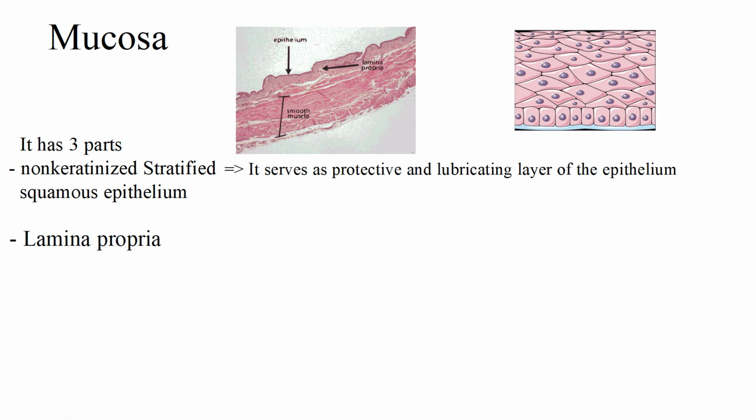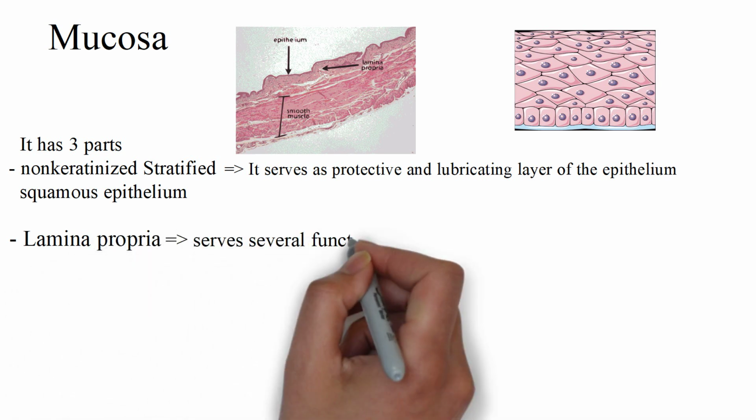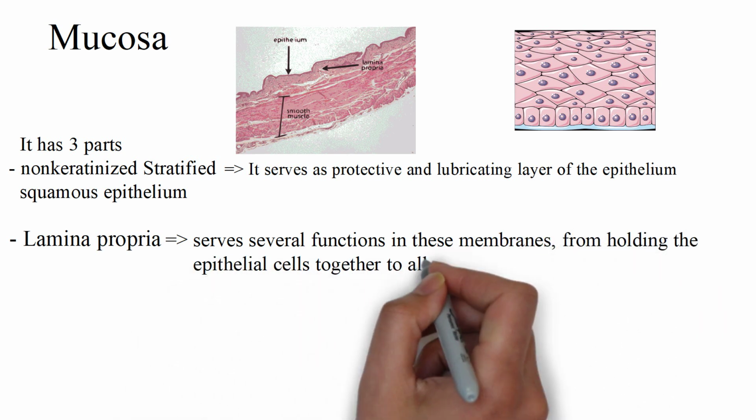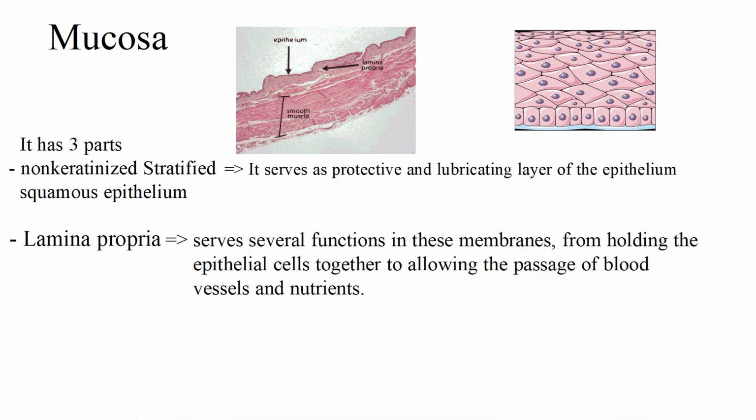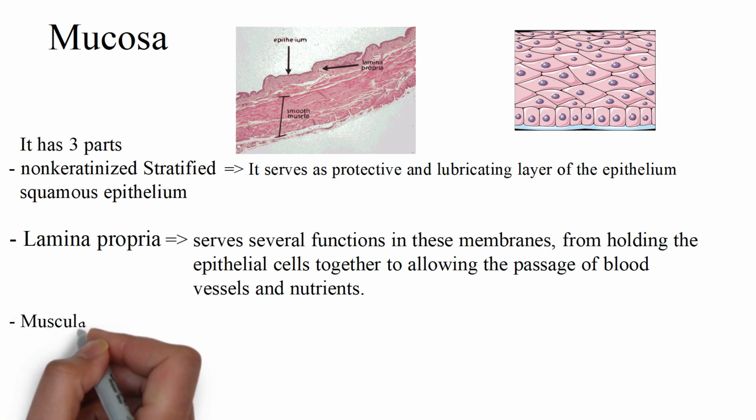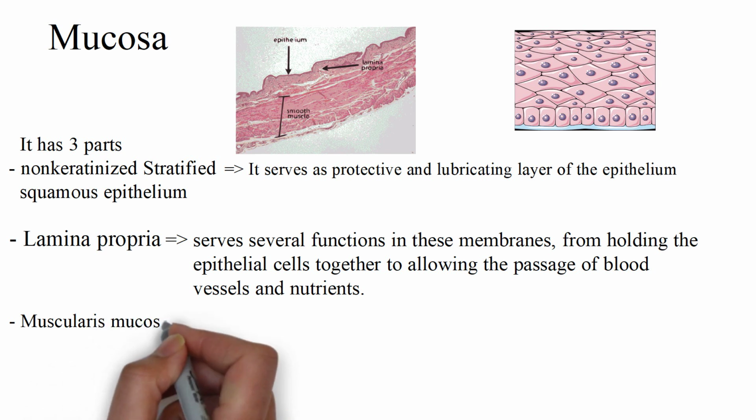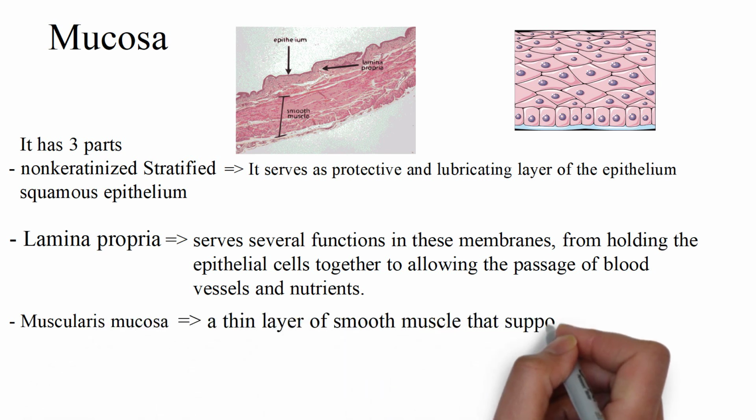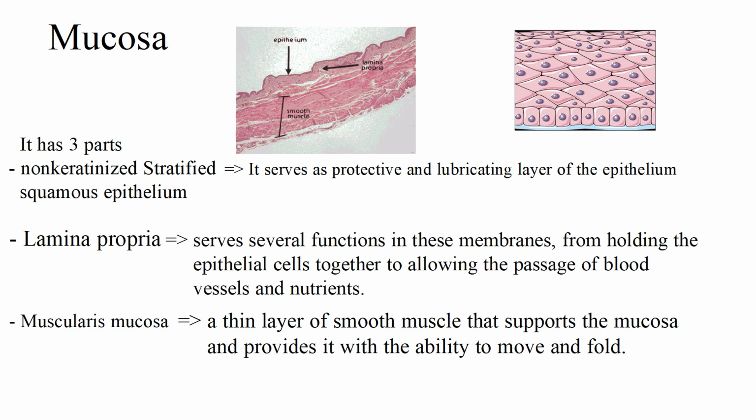Then we have the lamina propria, which serves the function of holding the epithelial cells. It provides a grip to the epithelial cells and it also contains blood vessels for providing nutrients. Then we have the muscularis mucosa. The muscularis mucosa is made up of smooth muscle that supports the mucosa and provides the ability to move and fold, and it also provides the partition between the mucosa and submucosa.